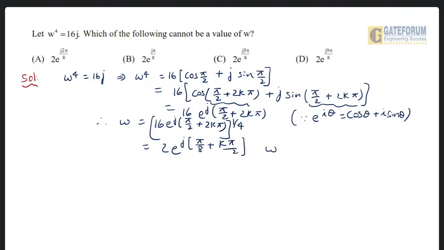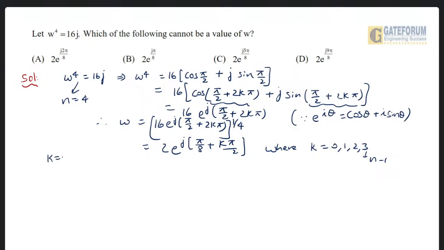What are the k values? Because the power 4 indicates 4 values for w, k starts from 0, 1, 2, 3. This is n minus 1. So I can denote the nth roots of the complex number 16j with k values from 0 to n minus 1. Next, giving values one by one.